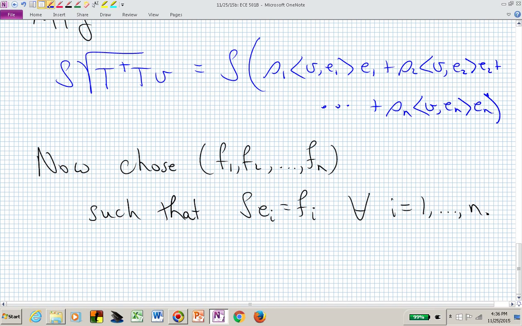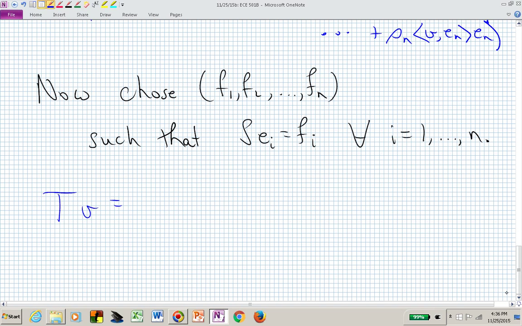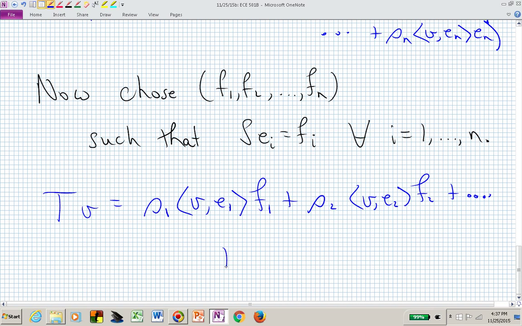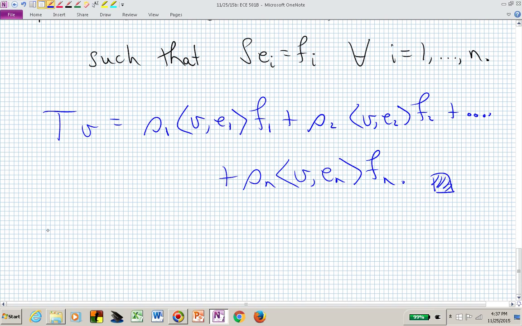And that now leaves us with the left-hand side, which is just TV, is equal to S1 inner product of V with E1 F1 plus S sub 2 times the inner product of V with E2 times F sub 2, etc., plus S sub n times the inner product of V with E sub n, F sub n. And that's now our proof of the singular value decomposition.